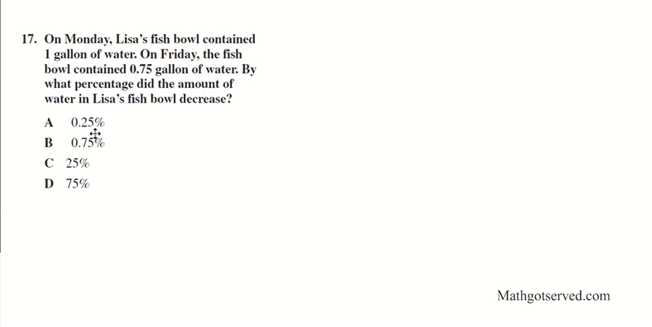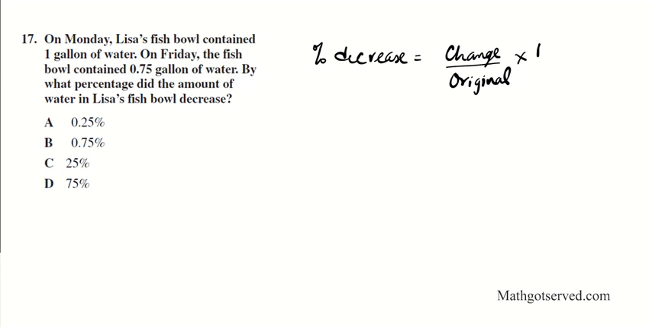It says, on Monday, Lisa's fishbowl contained 1 gallon of water. On Friday, the fishbowl contained 0.75 gallons of water. By what percentage did the amount of water in Lisa's fishbowl decrease? We're going to use the percentage decrease formula here. Similar to the previous one, percentage decrease is the change, the amount of decrement, divided by the original amount, and then to make it a percentage, you multiply by 100.